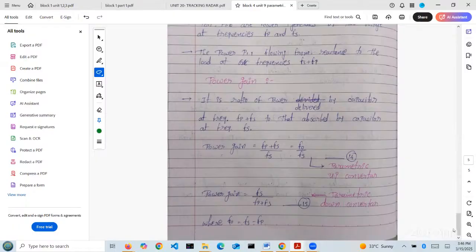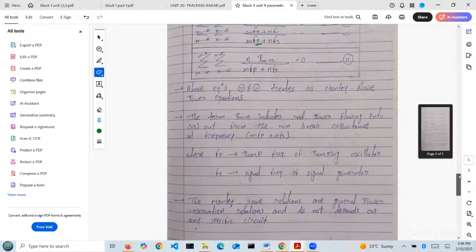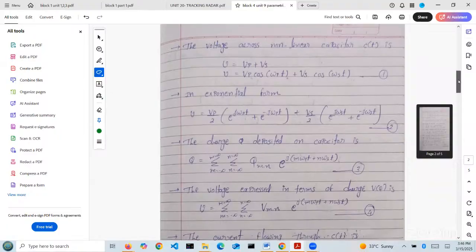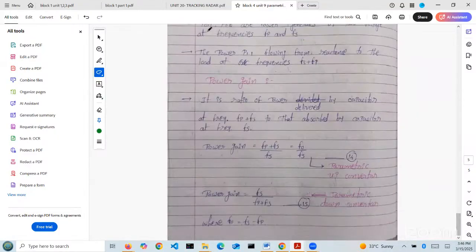I will explain that one orally. I'll write on the whiteboard. The next topic is the parametric amplifier. We can expect this parametric amplifier as a 5 marks question from the previous year question paper.